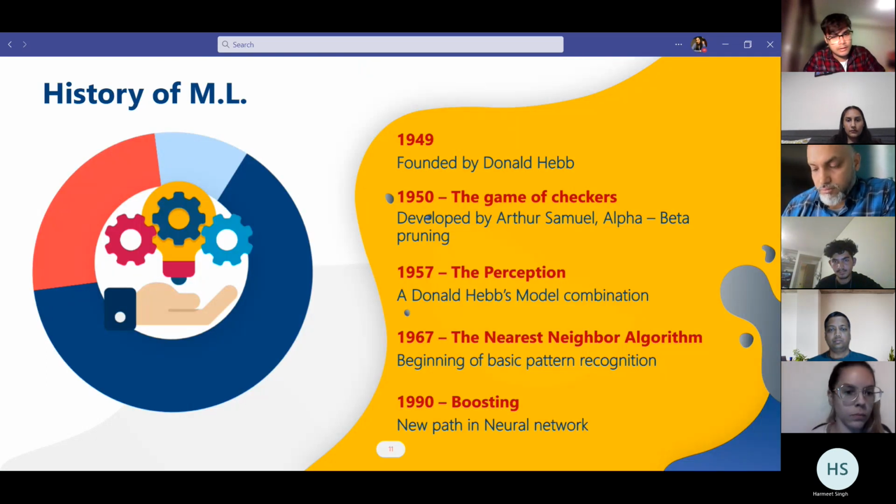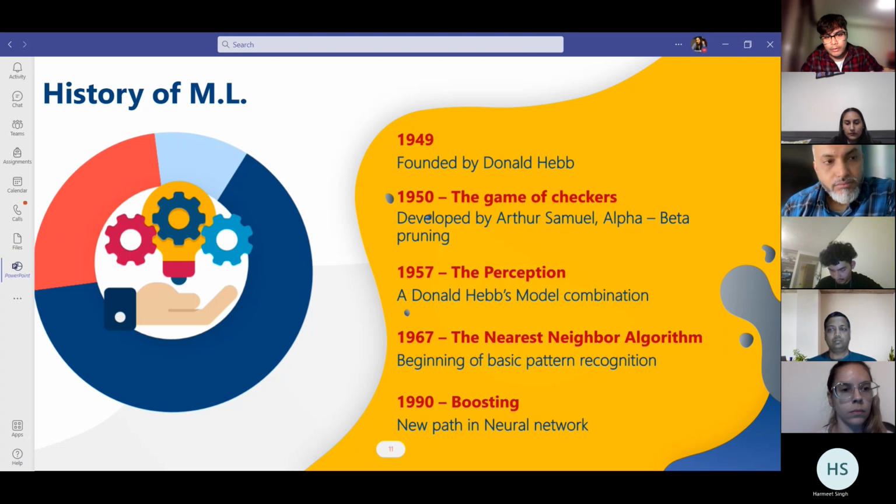Moving ahead, in 1957, Frank Rosenblatt combined Donald Hebb's model of brain cell interaction with Arthur Samuel's machine learning efforts. In 1967, the nearest neighbor algorithm was conceived, which was the beginning of basic pattern recognition. This algorithm was used for mapping routes and was one of the earliest algorithms found. Boosting was a necessary development for the evolution of machine learning. Boosting algorithms are used to reduce bias during supervised learning and include ML algorithms that transform weak learners to strong ones.